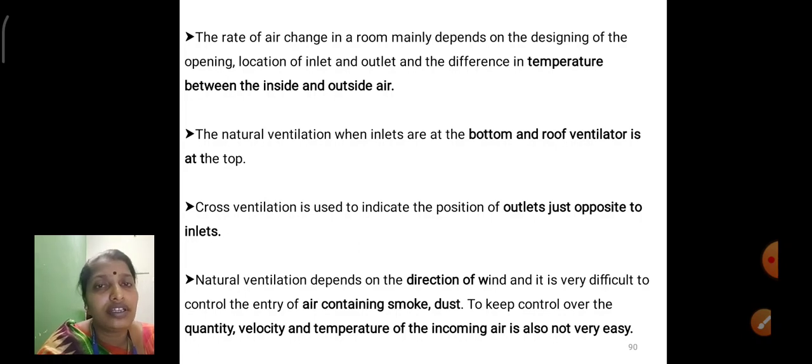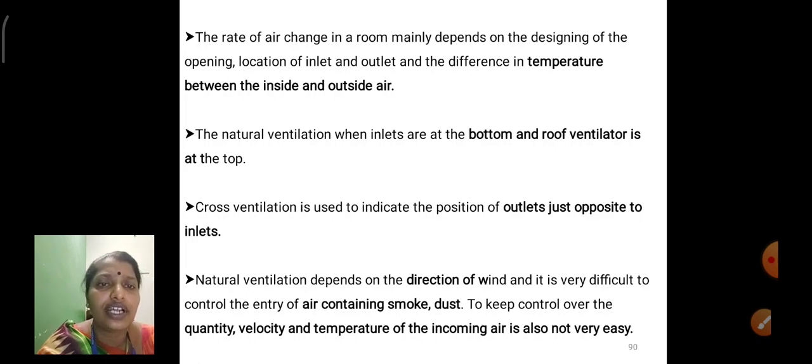You should not rely on mechanical ventilation. With natural ventilation properly adapted, your body health is very good. With natural ventilation, most people do not suffer in their body, otherwise your health is a problem. In natural ventilation, inlets are at the bottom and roof ventilators are at the top. Cross ventilation is used to indicate the position of outlets just opposite to the inlets. Another important point is that it depends on the direction of wind energy.